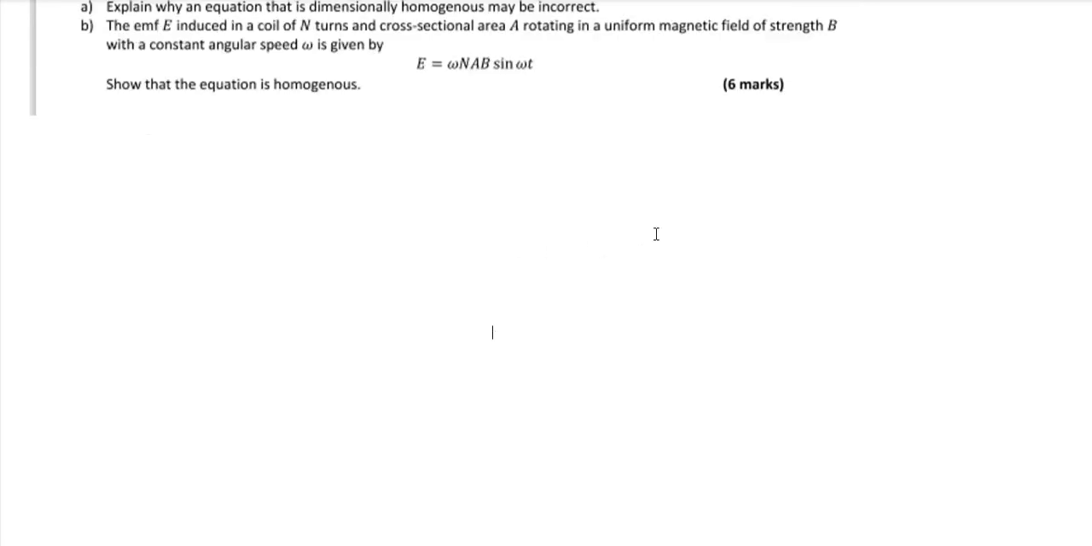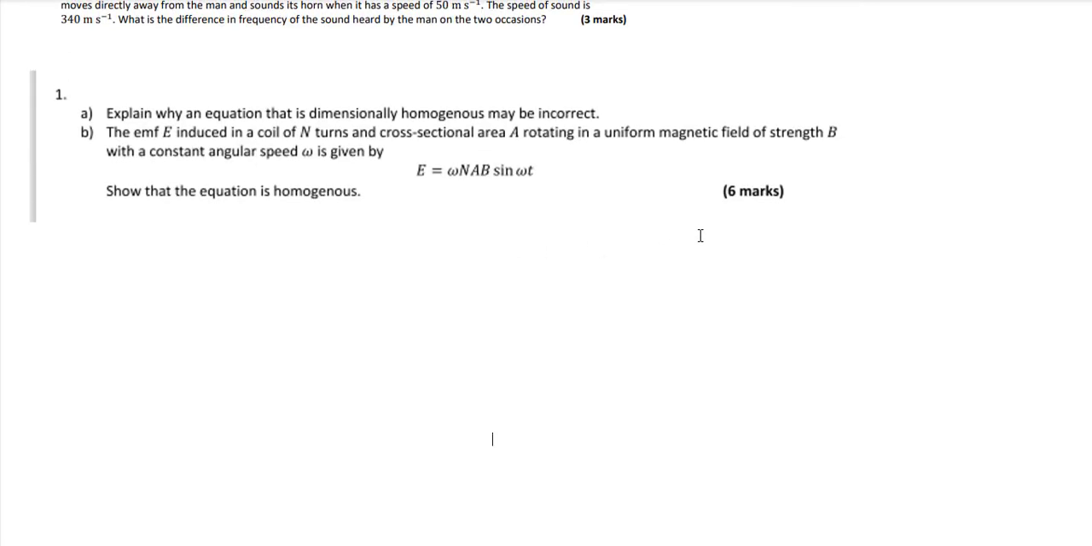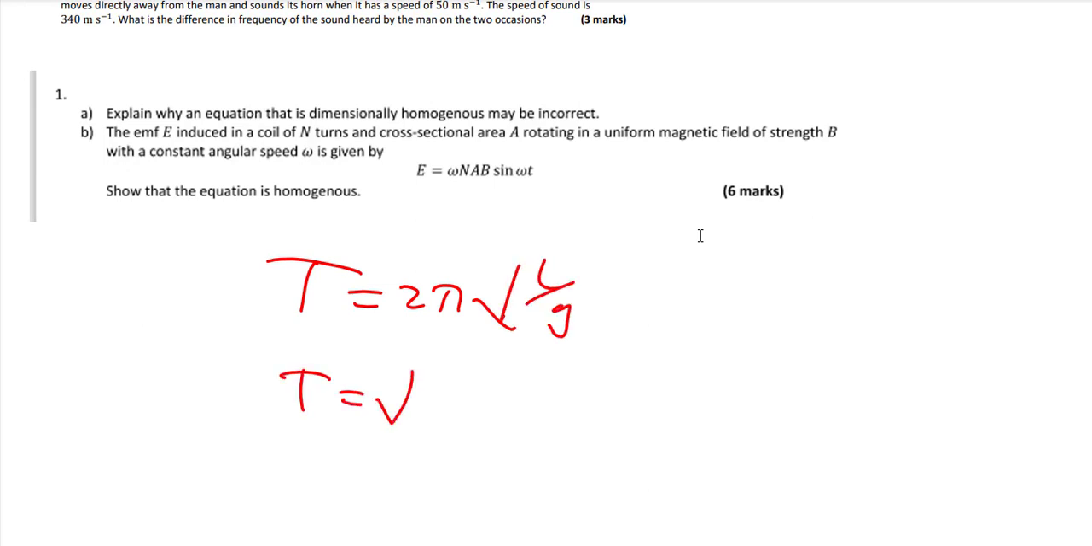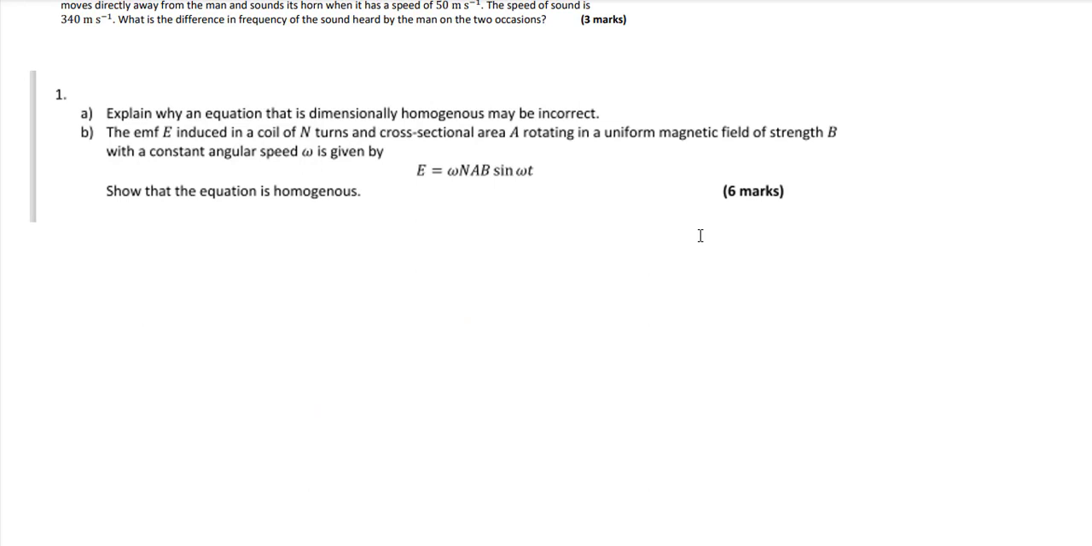Okay, number 1 says explain why an equation that is dimensionally homogeneous may be incorrect. So this can simply be due to the presence or absence of a dimensionless constant. For example, T is equal to 2 pi root L on g and T is equal to root L on g. So you see the absence of 2 pi in equation 2 still makes it homogeneous, but it is not correct because theoretically when it is derived it is the 2 pi that makes it correct.